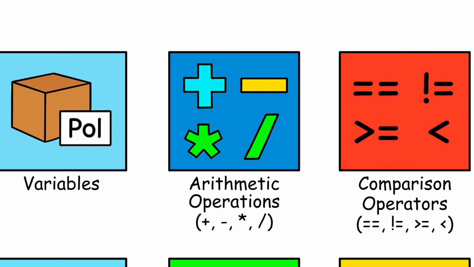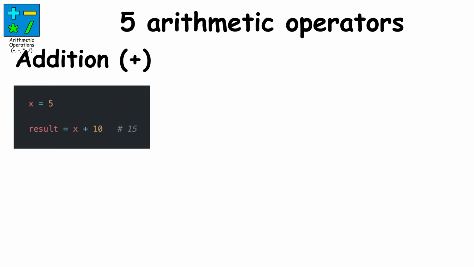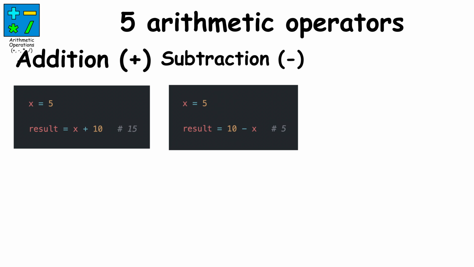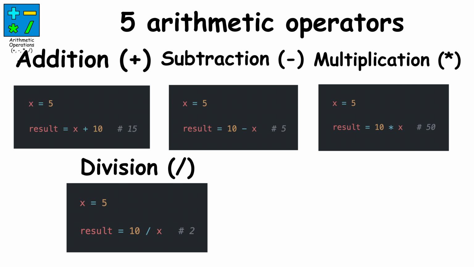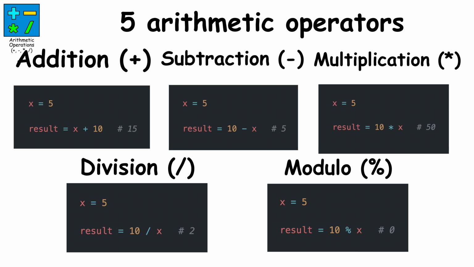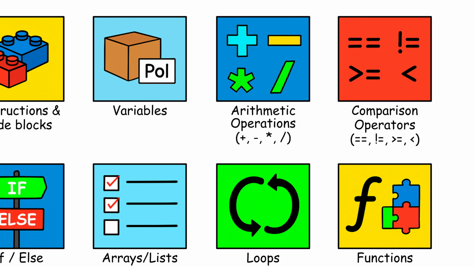Arithmetic operations. We can use values and variables to perform different arithmetic operations. Today I'm going to teach you 5, which are addition with the plus symbol, subtraction with the minus symbol, multiplication with the asterisk symbol, division with the slash, and modulo with the percentage sign. Most programming languages also allow joining 2 strings with the plus sign as if it was an addition.